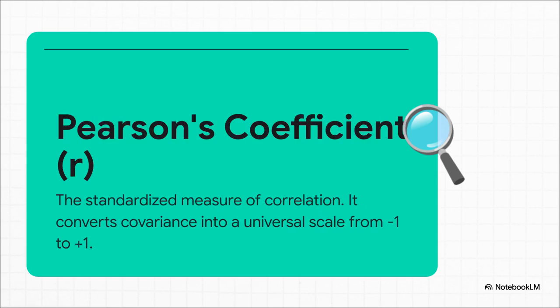And that's where this brilliant solution comes in, Pearson's correlation coefficient, or what we all just call R. It's kind of genius, really. It takes that messy covariance number and standardizes it, putting it onto this perfectly clean, universal scale that always goes from -1 to +1. Suddenly, we can compare any two relationships from any two studies, apples to apples.